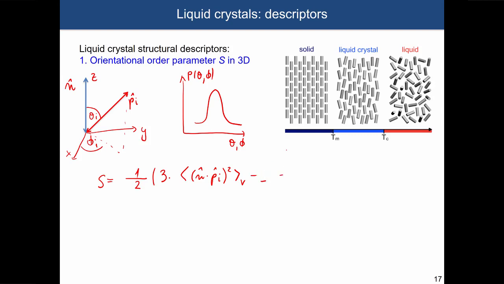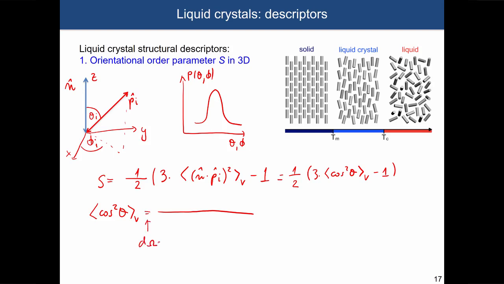And again, in this particular case, this will be equal to 1/2 of 3 times cosine squared theta, averaged over the volume, minus 1. And then again, I have to calculate this cosine squared theta, averaged over the volume. In this particular case, I have to average this over all of the solid angles. The solid angle, d omega, will be equal to sine theta, d theta, d phi. So just simply plug this into the equation.